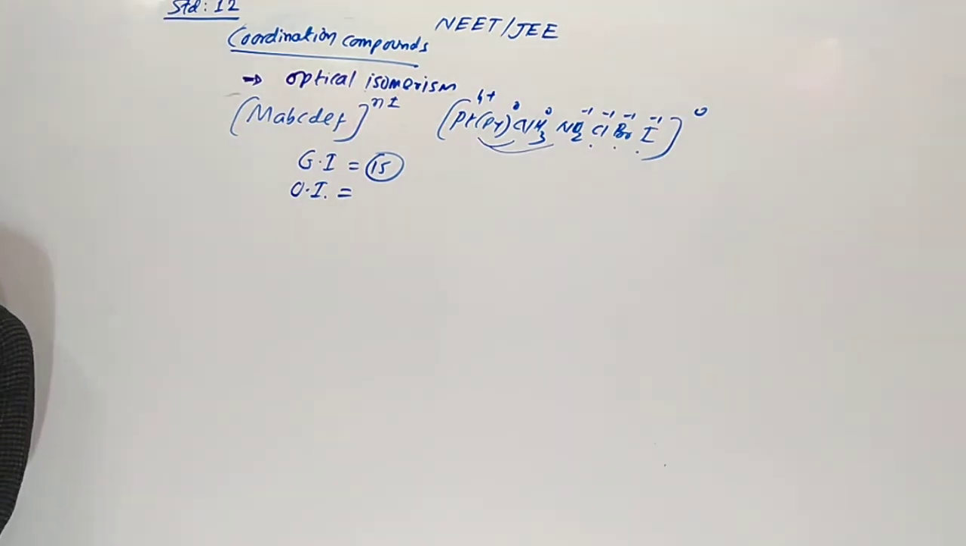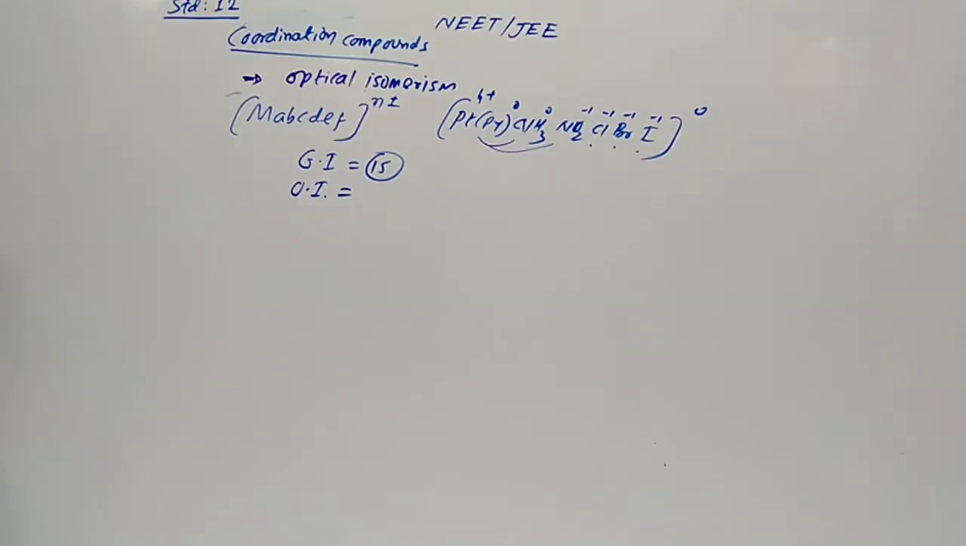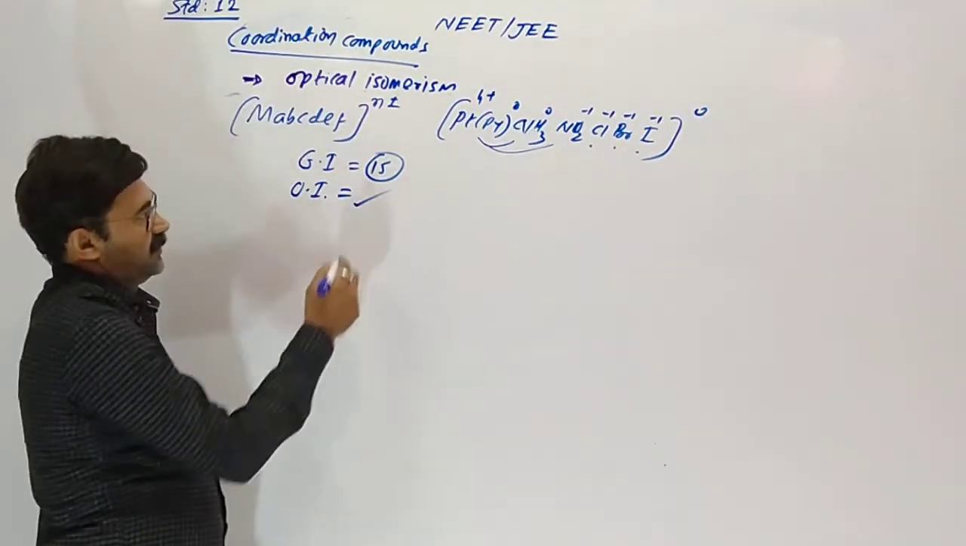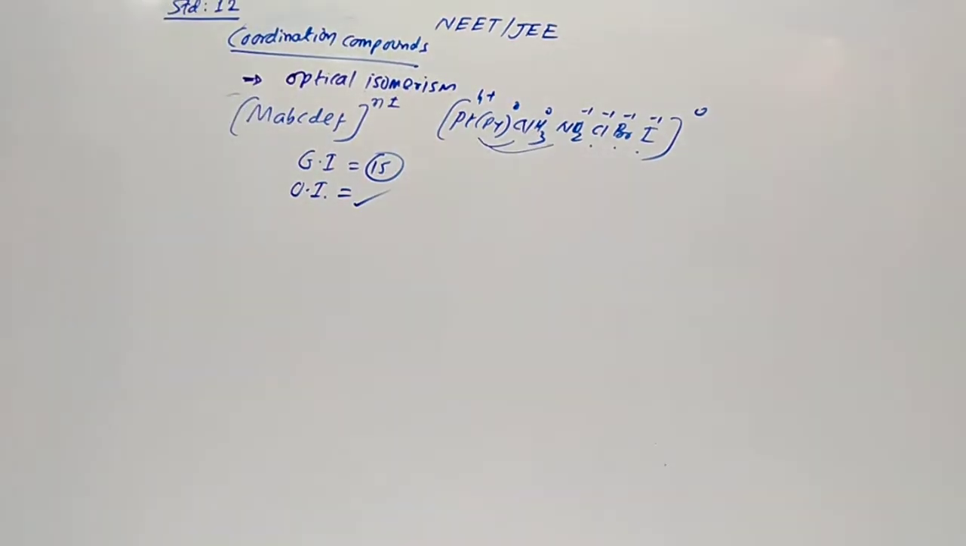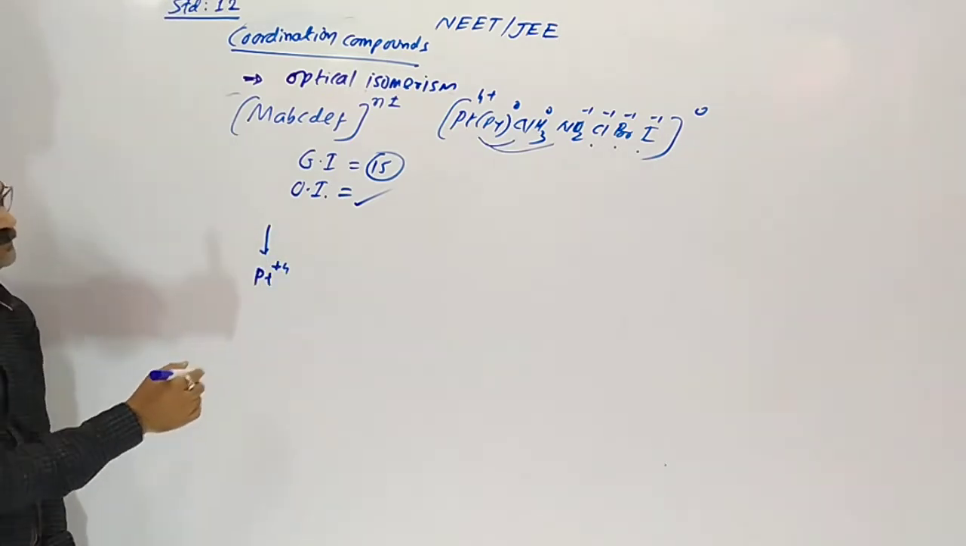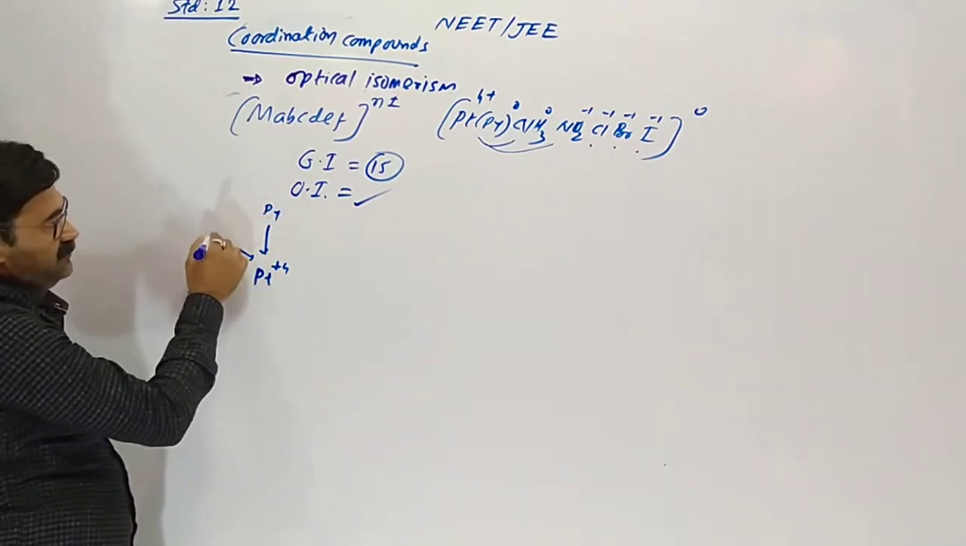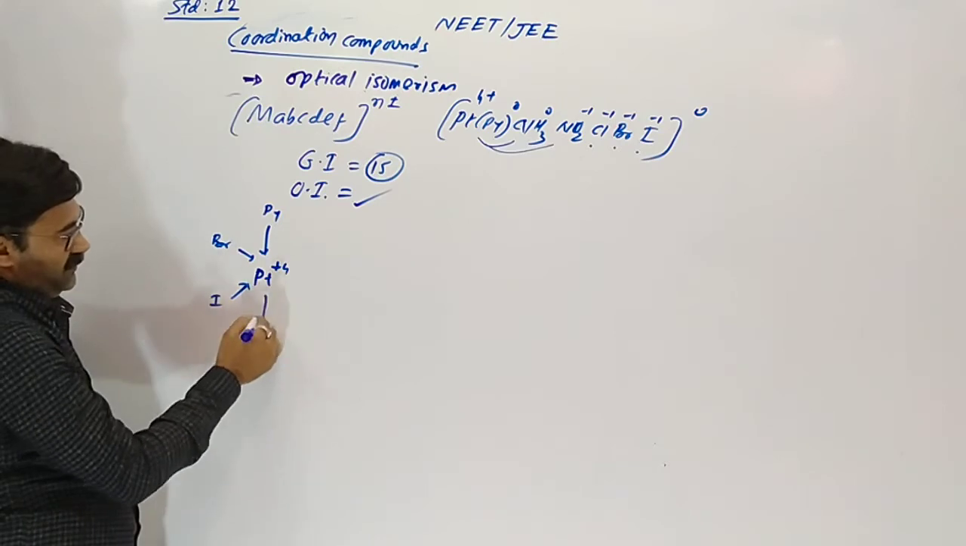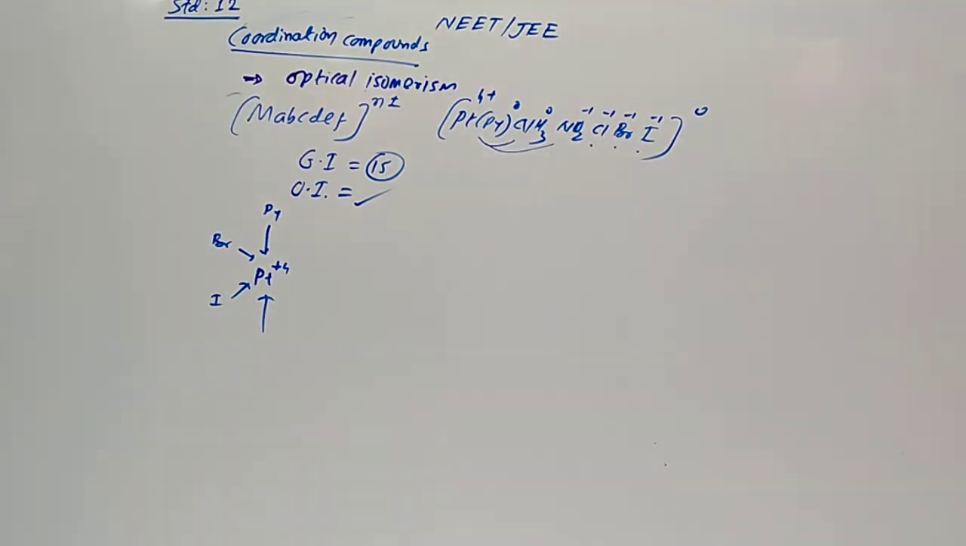Out of 15, 3 we can obtain optically active, and that are platinum plus 4 with pyridine, bromine, iodine. Out of 15 geometrical isomers, 3 show optical activity, and it gives a mirror image of it.